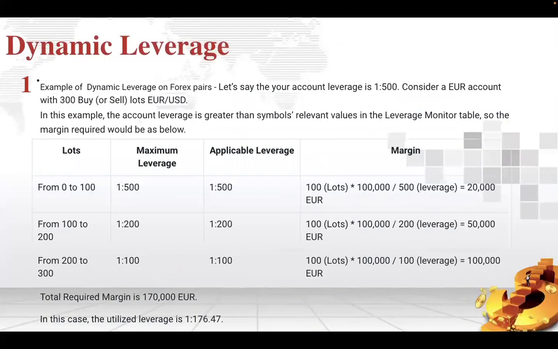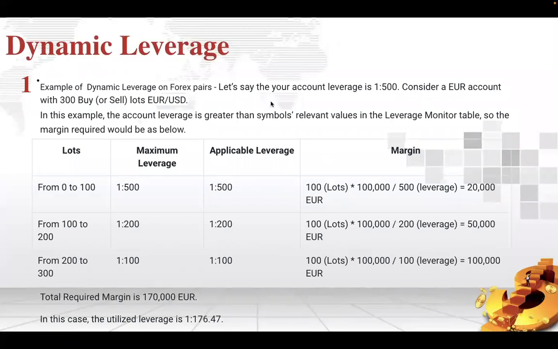So let me just show you an example of the dynamic leverage in Forex. Let's say your account leverage is 1 to 500. Consider this is a euro account, and you want to buy 300 lots. You want to buy or sell, it doesn't actually matter, 300 lots of the euro dollar. So in this example, the account leverage is greater than the symbol's relevant values in, for example, this leverage monitor on the bottom of your active pairs module. So the margin required would be as below.